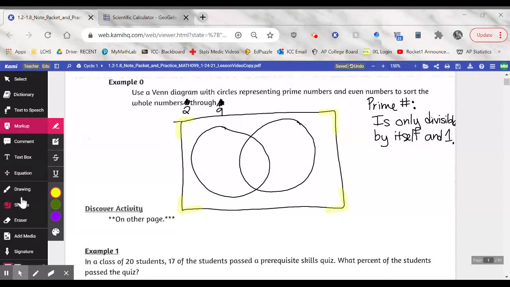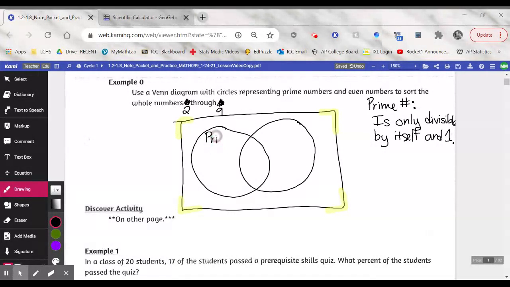Next, we label each of the circles. One of them is going to be prime numbers, and the other one is even. To the right, I gave us the definition of a prime number: a number that is only divisible by itself and 1. For instance, the number 3: only 1 and 3 evenly go into 3, so 3 would be prime.